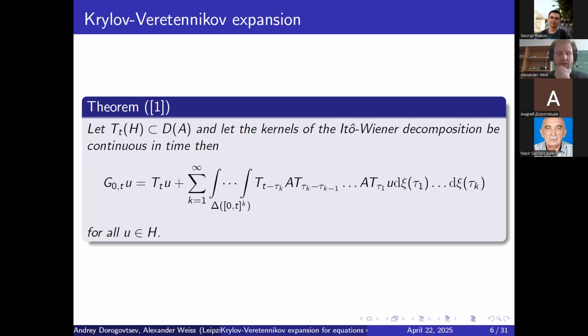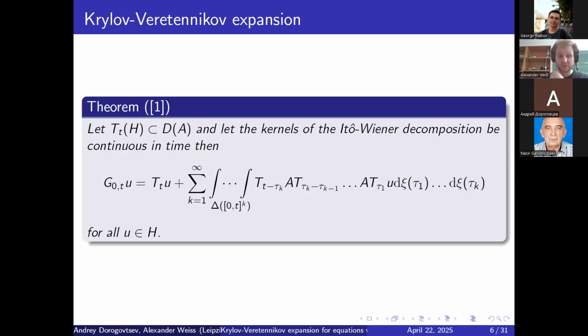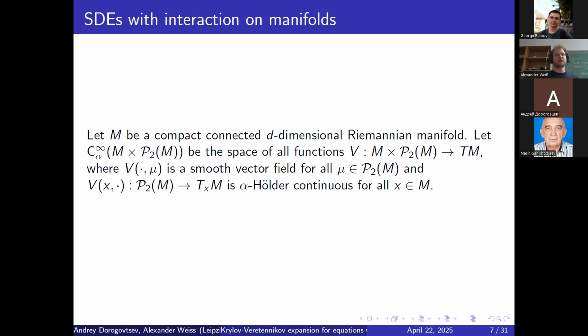But yeah, without further ado, let me start to present to you the procedure of how we want to achieve a Krylov-Veretennikov expansion and what it should look like, especially what a differential operator like A would look like on the Wasserstein space. And yeah, before we start, let me fix some notation. So first of all, let M be a compact, connected, d-dimensional Riemannian manifold.